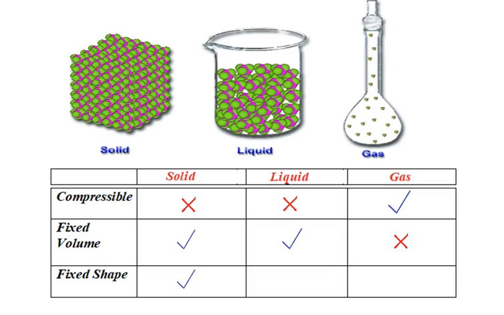Now, which one has a fixed shape? Solids have a fixed shape. The liquids do not have a fixed shape. They usually take the shape of the container. Gases also take the shape of the container, so they do not have a fixed shape.